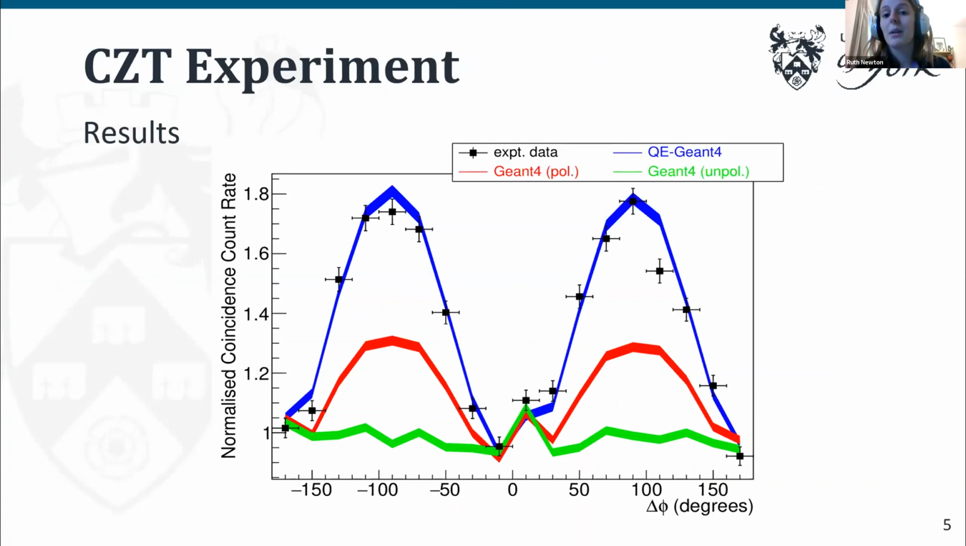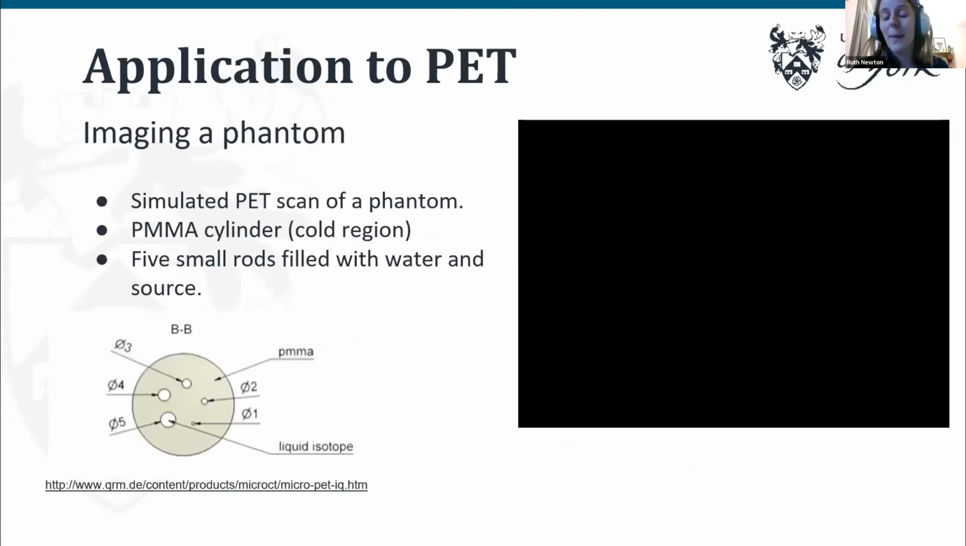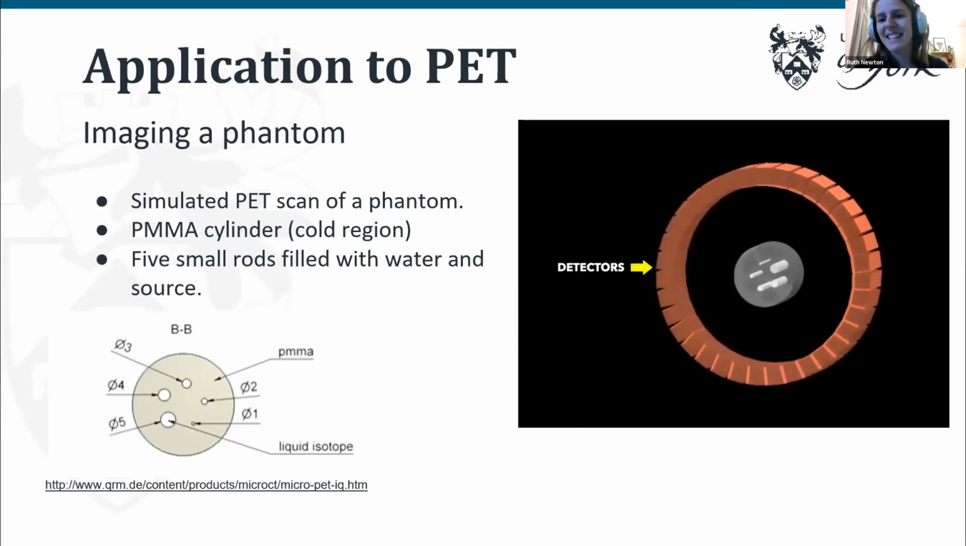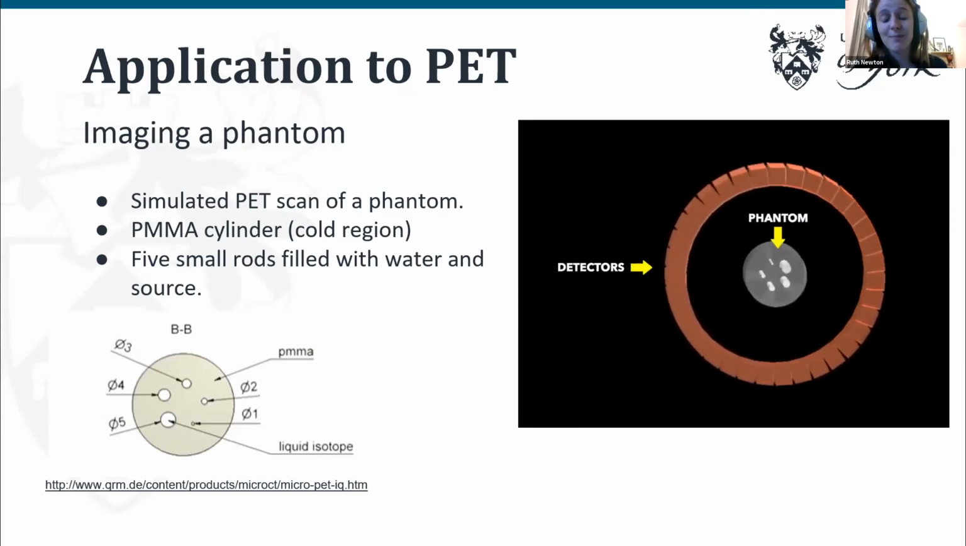And we've also shown that we can measure it in the lab with our cadmium zinc telluride detectors. The next thing to do naturally then is see if we can actually use it. And we want to see if we can use it in PET. So I need a PET scanner. And for this, we simulated it in our quantum entangled GEANT4.